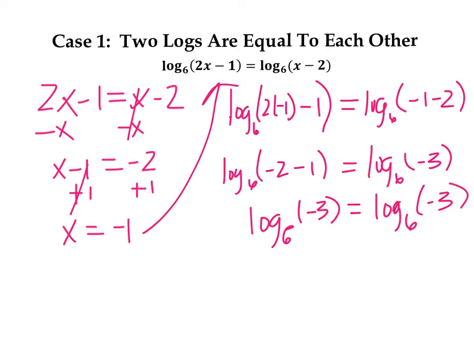Although here we have the log base 6 of negative 3 equals the log base 6 of negative 3, we actually have a no solution scenario. This is extraneous. This does not exist. And I'm going to explain to you why.